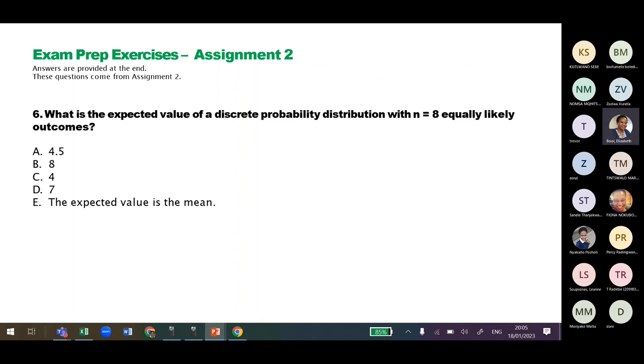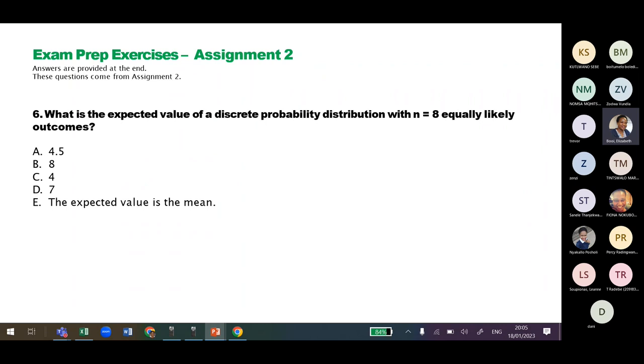Okay, so this question is asking, you need to also know the formula to calculate discrete probabilities: the expected value, which is the mean of a discrete probability. You need to know how to calculate the standard deviation and the variance. So what is the expected value of a discrete probability with n of 8 equally likely outcomes?